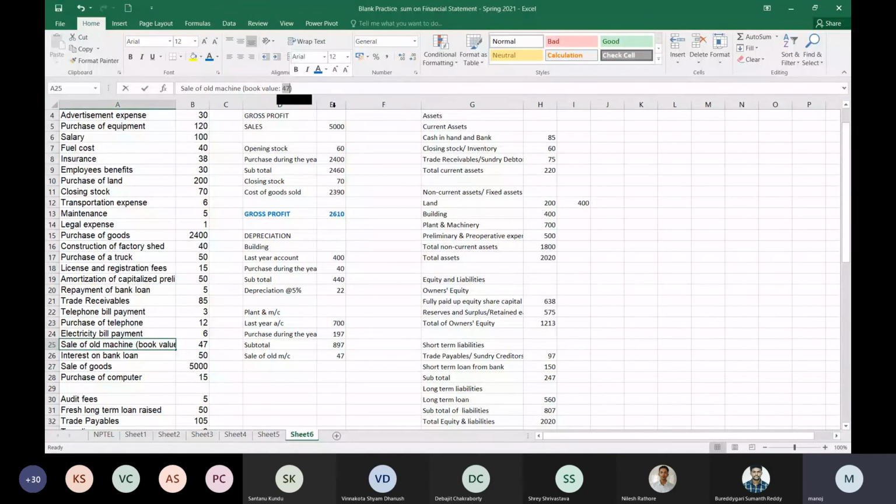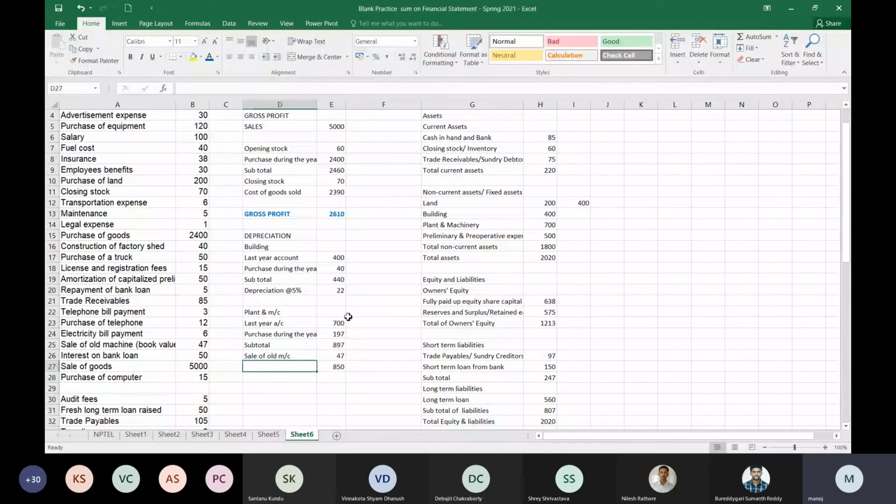If the book value would be, say, not 47 but 50, that means we are selling the machine at a loss. If the book value is 50 rupees and we are selling at 47, that means we are incurring 3 rupees of loss. Then we have to show that loss in our profit and loss account. I'll show you later. For the time being, let us move forward with this. Sale of old machine should be subtracted. So subtotal becomes this minus this.